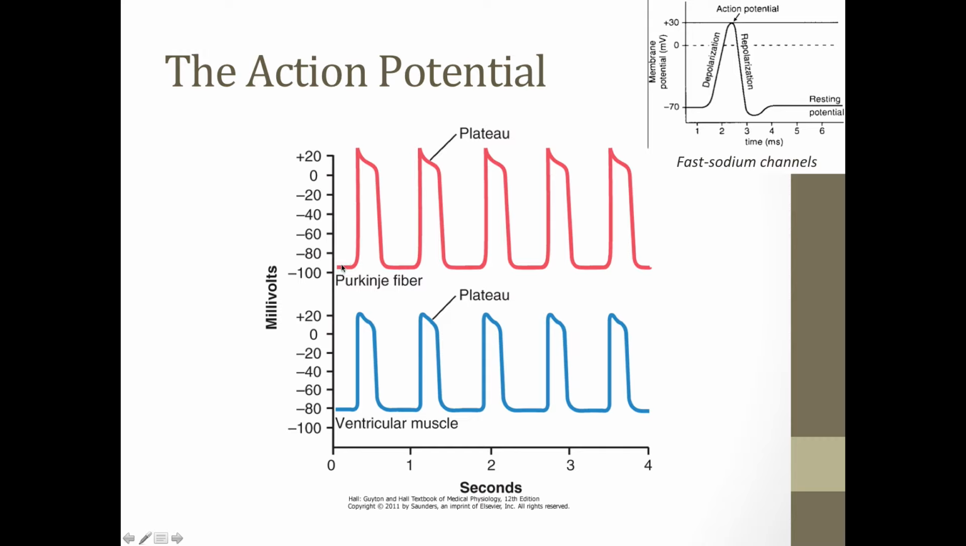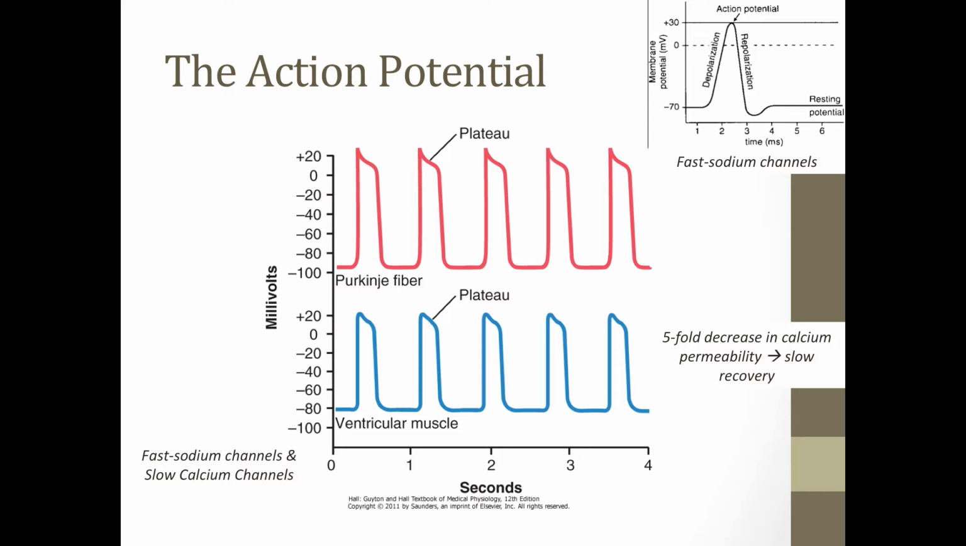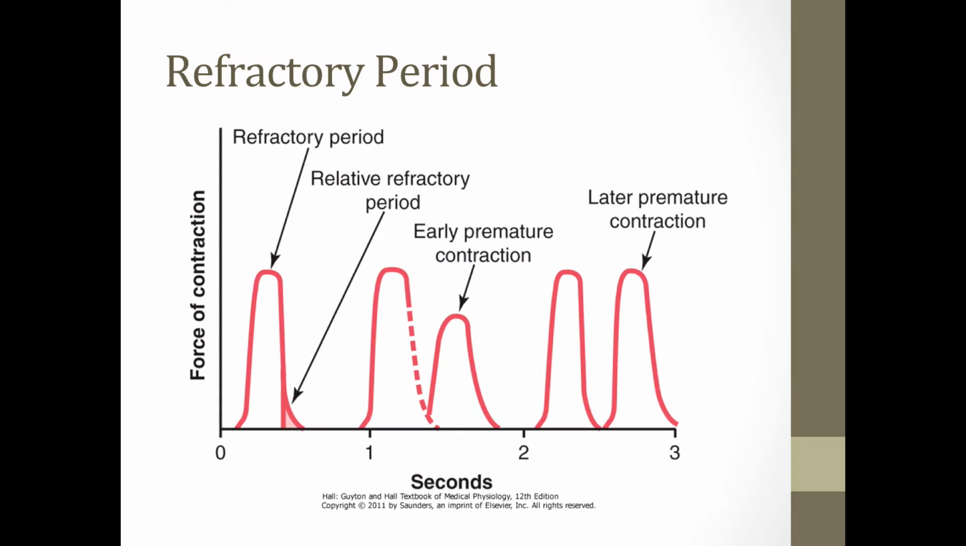So you can see that when the Purkinje fibers are excited, we will see contraction of the ventricular muscles right around the same time. So action potentials prime the muscle to contract, so they prepare the cell for contraction. The heart contains fast sodium channels and slow sodium channels. There's a decrease in calcium permeability that leads to slow recovery.